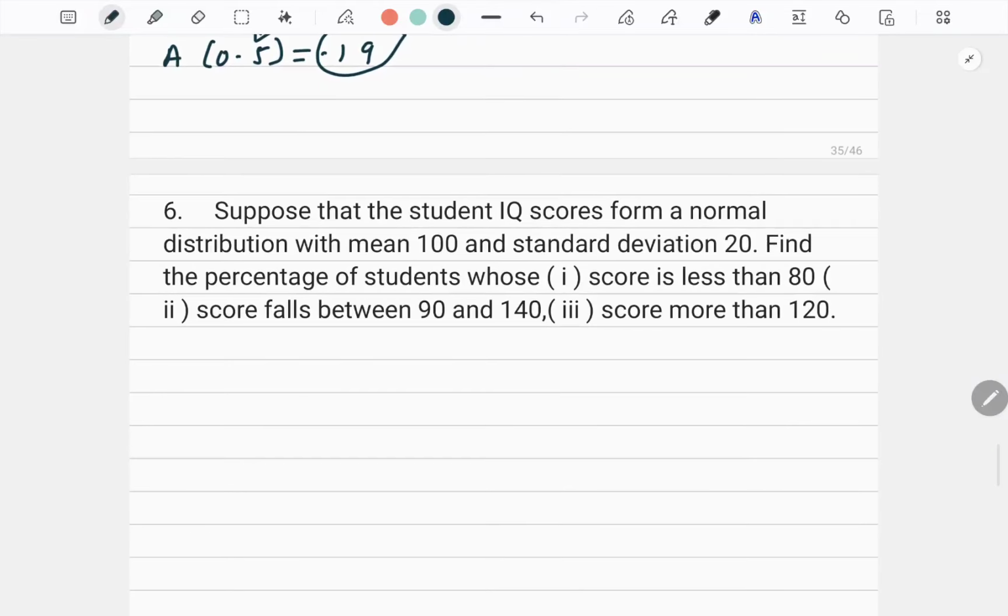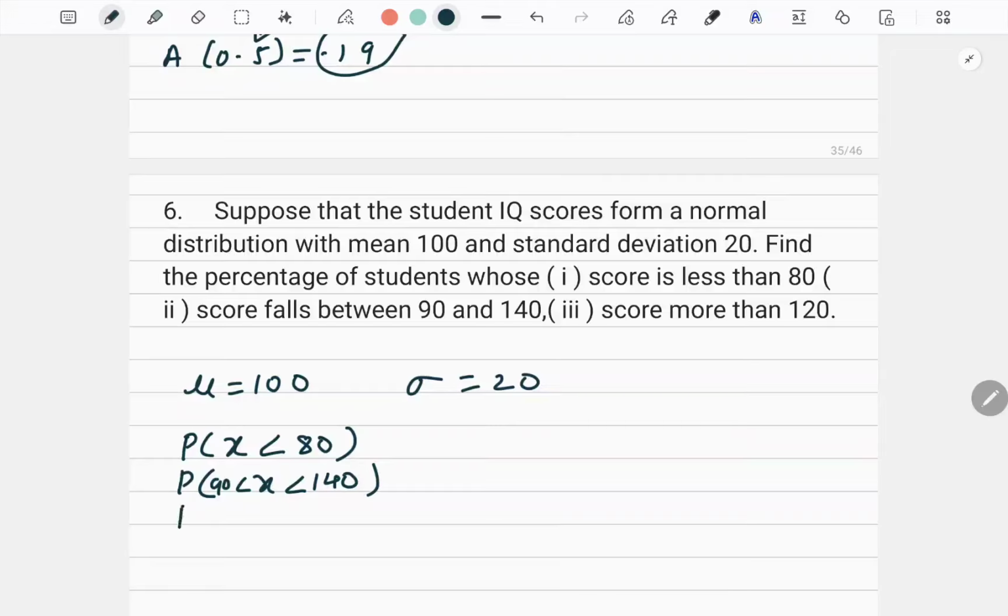Okay, so this is the same category of question. I'll just give you the hint so that you can solve this question. Suppose that the IQ scores form a normal distribution with mean 100 and standard deviation 20. Find the percentage of students, meaning probability, whose score is less than 80. So you have to find the probability for x less than 80, the probability for between 90 and 140, and the probability for x greater than 120.